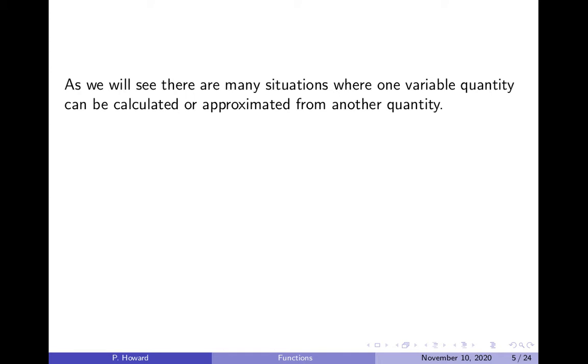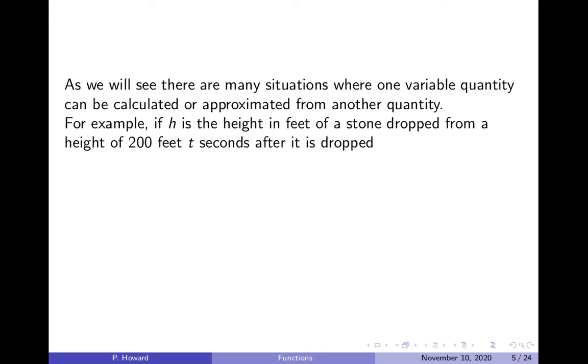So, as we'll see in future modules, there are many naturally occurring situations where one variable quantity can be calculated, or at least approximated, from another quantity. Here's an example. Let's suppose h is the height in feet of a stone dropped from a height of 200 feet. And this little h is the height t seconds after it's dropped. The height in feet, t seconds after it's dropped.